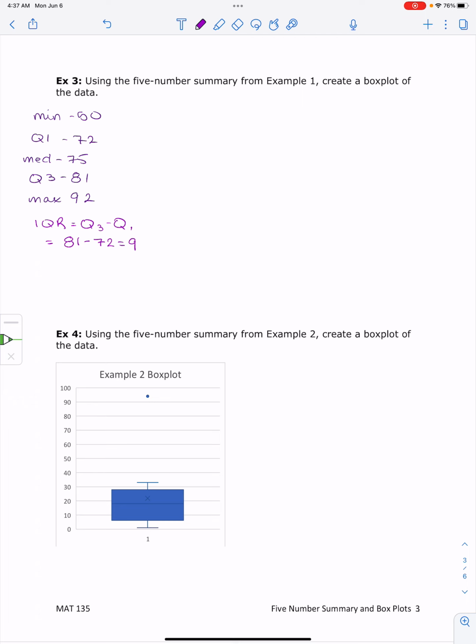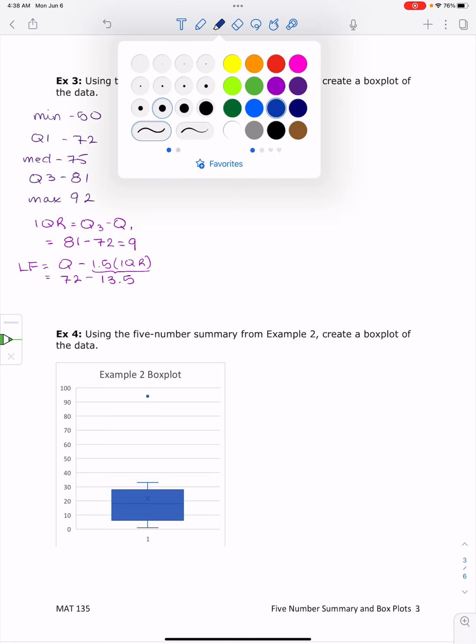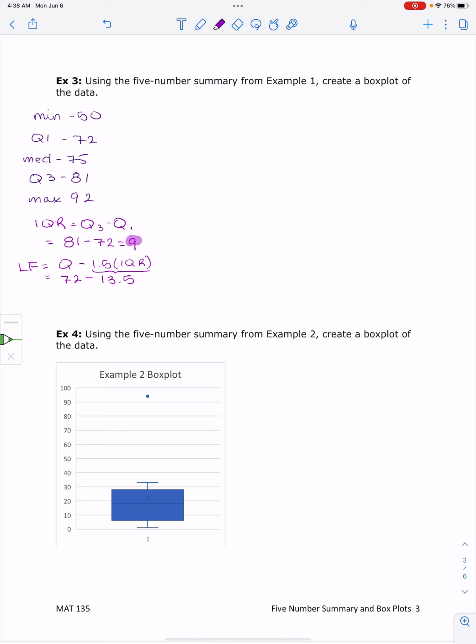Okay. To find my lower fence, and I'm going to write the equation just as it is above, Q1 minus 1.5 times my interquartile range. My Q1 is 72. 1.5 times 9 gives me a 13.5. Right, I'm going to use the same interquartile range that I got right here. When I subtract those, I get 68.5.